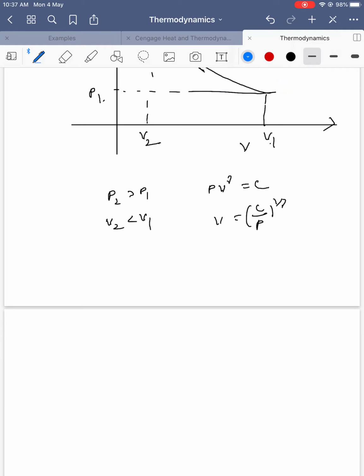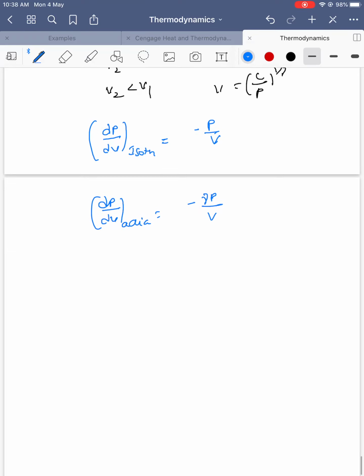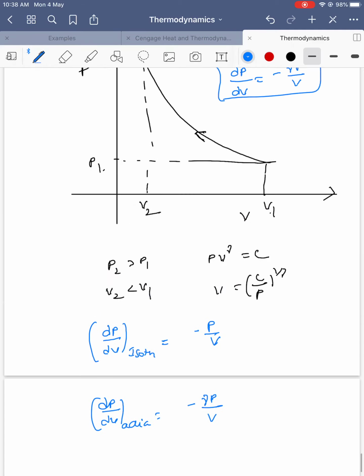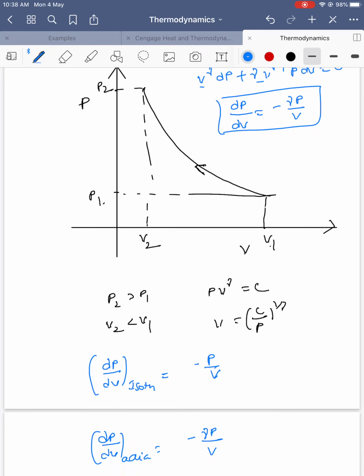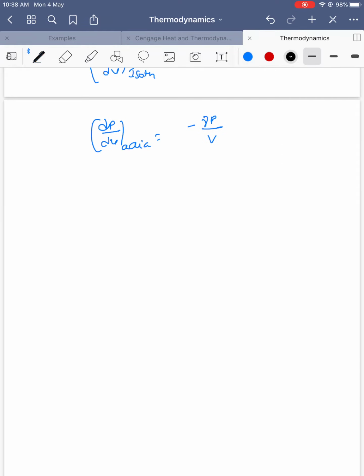If you remember, for the isothermal process, dP by dV is minus P by V. So dP by dV for the adiabatic process is minus gamma P by V. If you divide these two, isothermal by adiabatic is 1 by gamma. You will understand this. And if we draw both, the slope of the adiabatic is more than the slope of the isotherm. Okay, let's go to the other graph.